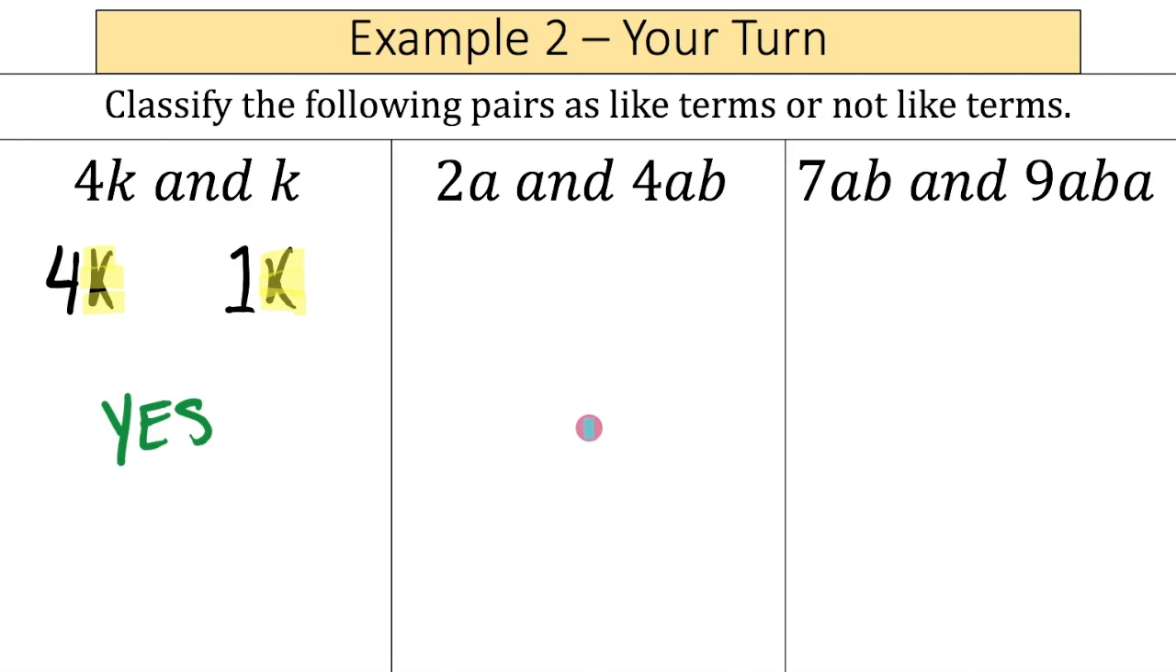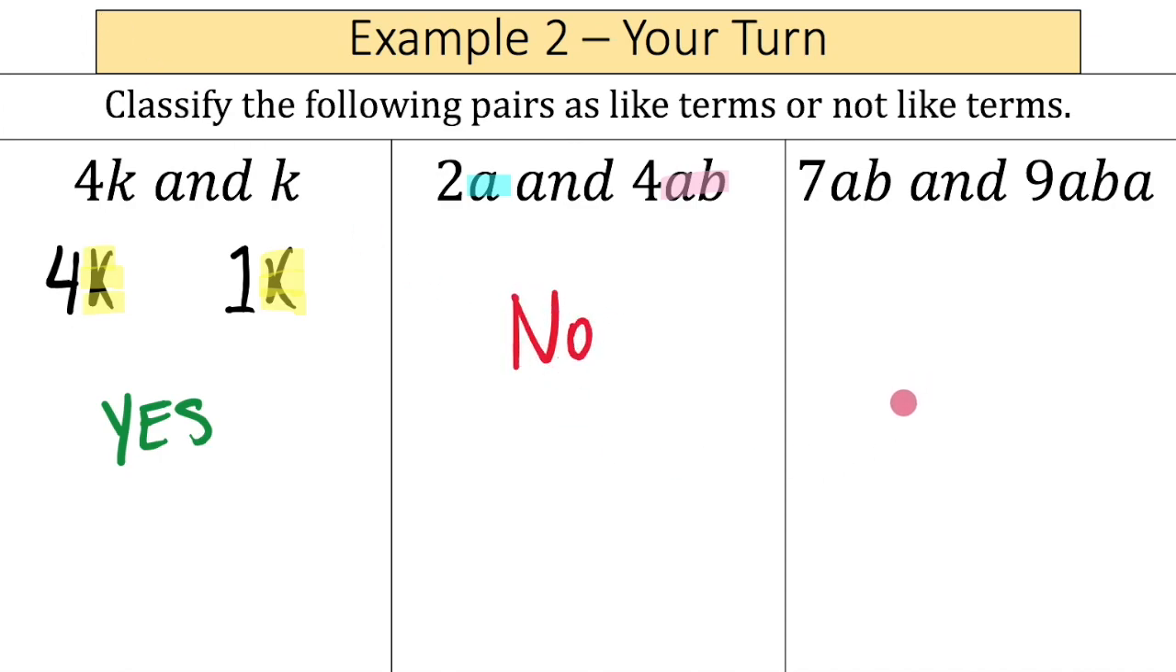Let's now answer the second question, which has 2A and 4AB. Now remember, for them to be like terms, they have to have the same pronumerals. Now A and AB, they are not the same pronumerals. A does not equal AB. They're not the same. So for the second question here, you should have written no.